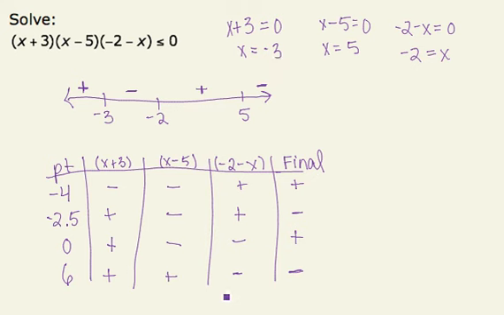Now, why I used this sign chart was to help me find where values are less than or equal to 0. Well, I know they're equal at negative 3, negative 2, and 5, but they're less than in between negative 3 and negative 2, and less than from 5 to infinity. And I'm going to use brackets to show the equal to portion, leaving me with my final interval notation of from negative 3 to negative 2, brackets, and from 5 to positive infinity.